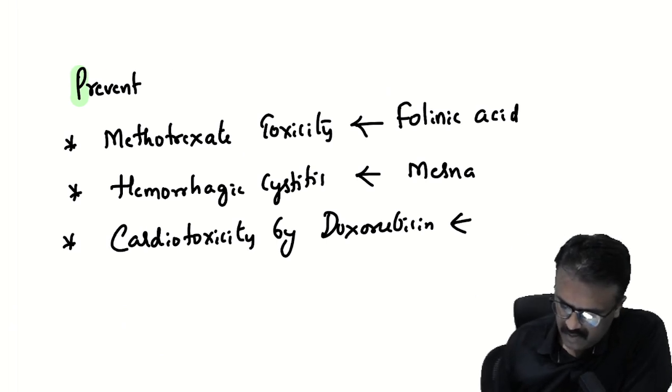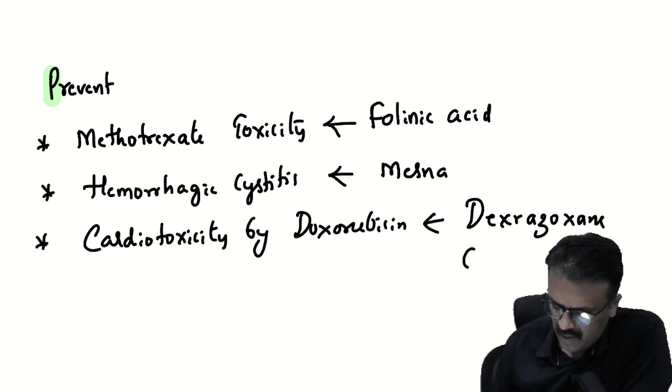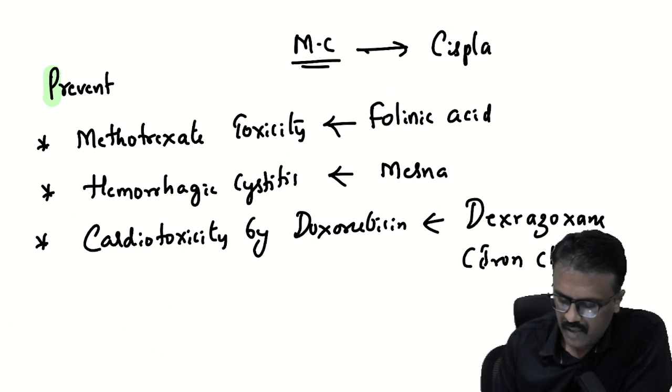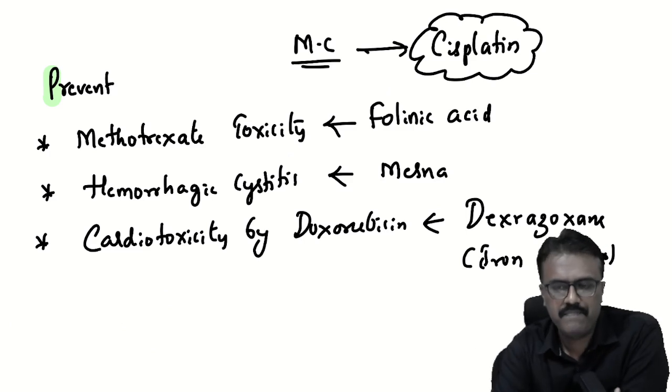Cardiotoxicity by doxorubicin, we use a drug called dexrazoxane. It is an iron chelator. And the most commonly used anti-cancer drug for solid cancer is cisplatin. So if you don't know any anti-cancer drug, and if they ask you what is the anti-cancer drug used for solid cancer, write cisplatin.